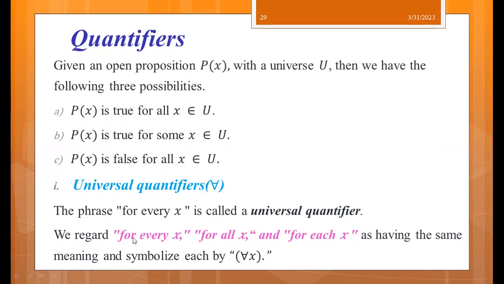So the symbolized form is this: this is the universal quantifier, and this one is x. Therefore, this symbol could be read as for every x, or for each x, or for all x.